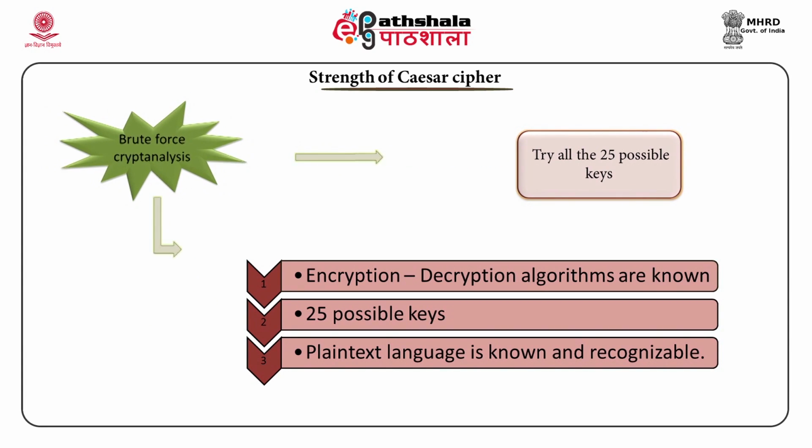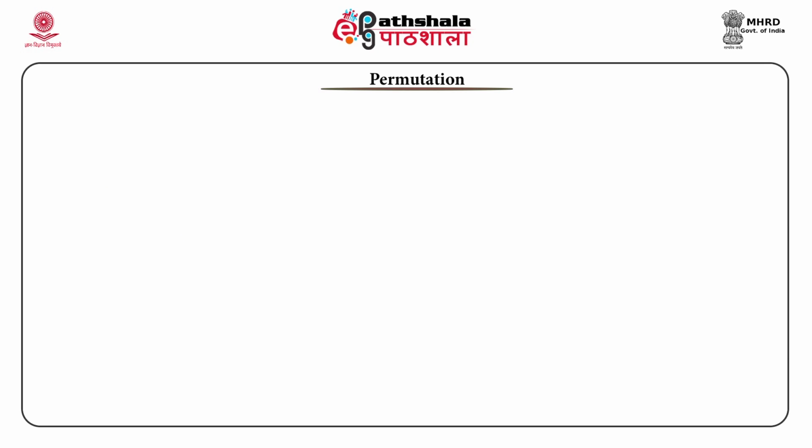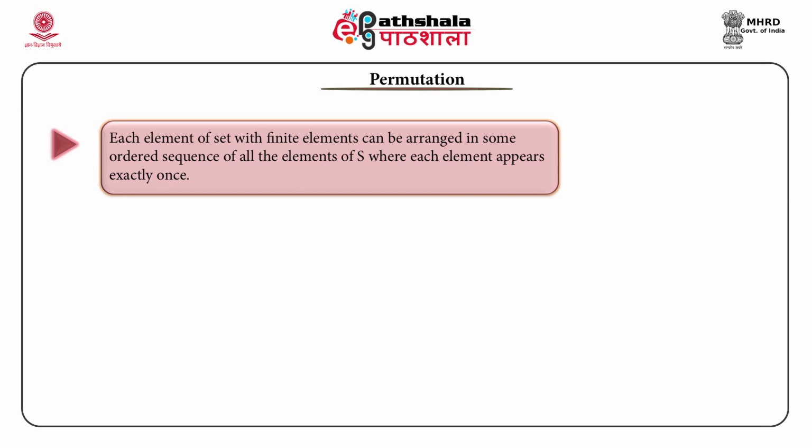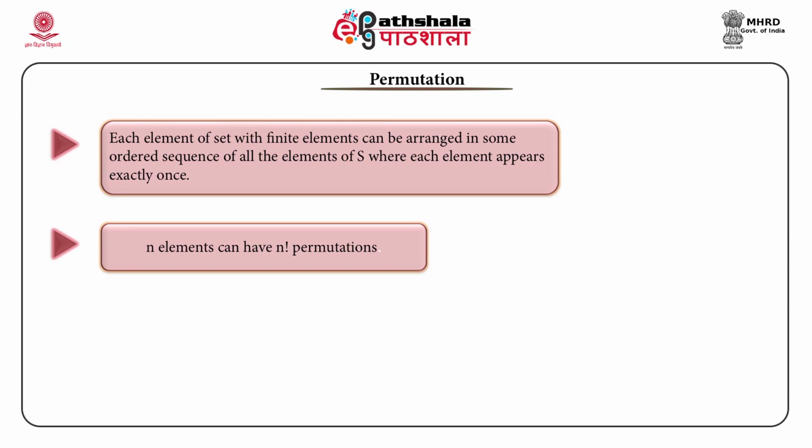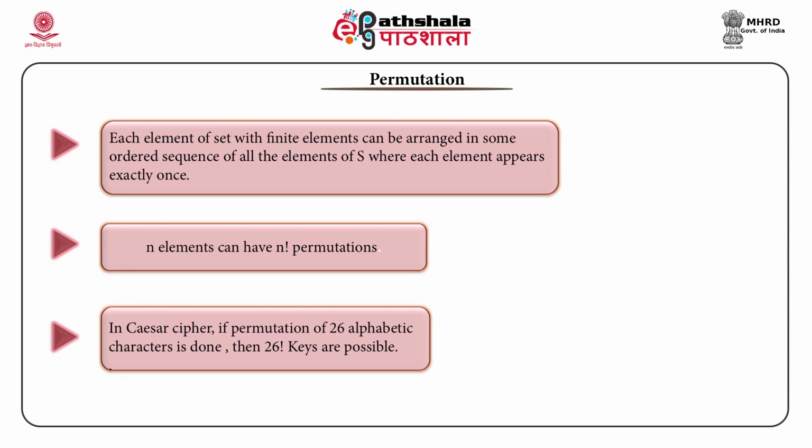Encryption and decryption algorithms are known, and the third is that the plain text language is also known and recognizable. The third point says we use only English alphabets, so we know what our plain text contains. Now comes permutation. Permutation says each element of a set with finite elements can be arranged in some other order. N elements can have n factorial permutations. In Caesar cipher, if we perform permutations, there can be 26 factorial keys possible.